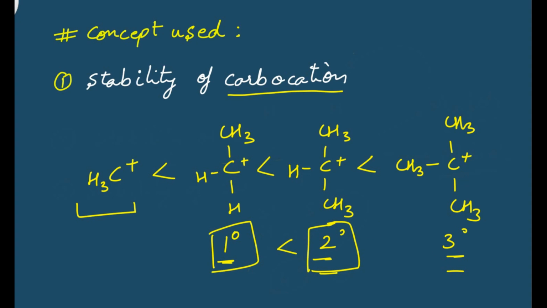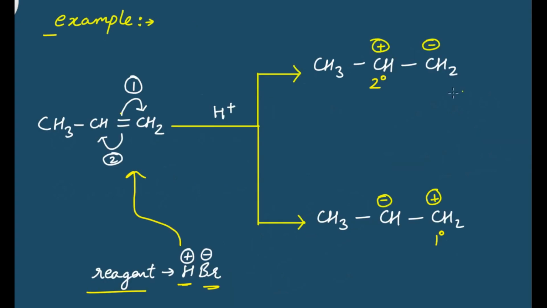So it all depends on the intermediate form. This intermediate is more stable because it is making a 2 degree carbocation which is more stable than 1 degree carbocation. So if the intermediate is stable, then the possibility of formation of this particular product is also high. So hydrogen will attach itself to this carbon, and the negative part, that is the bromine part, when it joins the reaction, it will attach itself to the middle carbon.